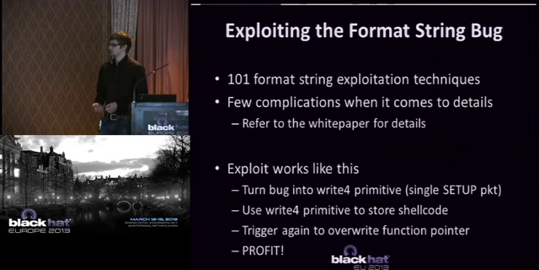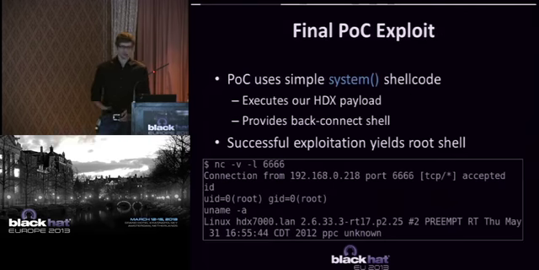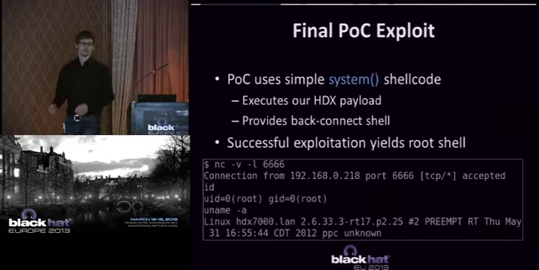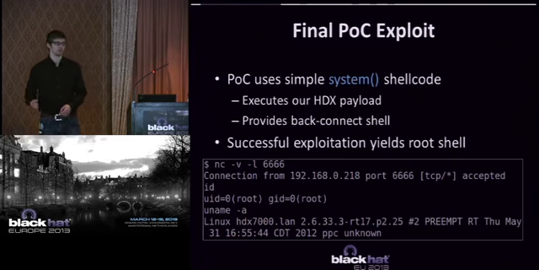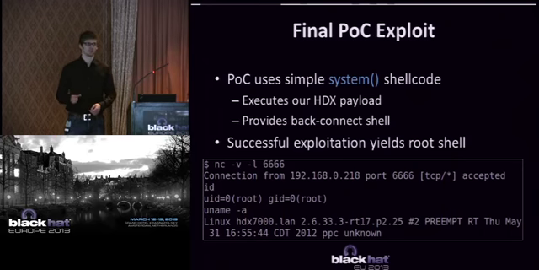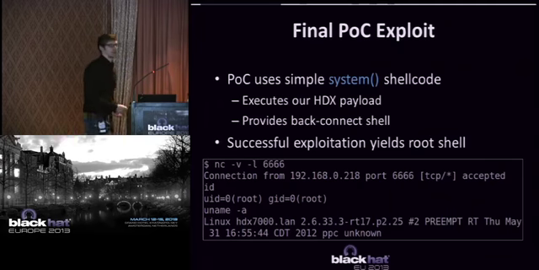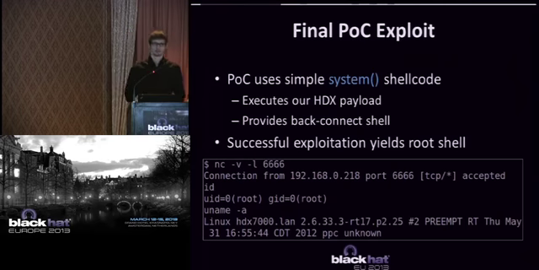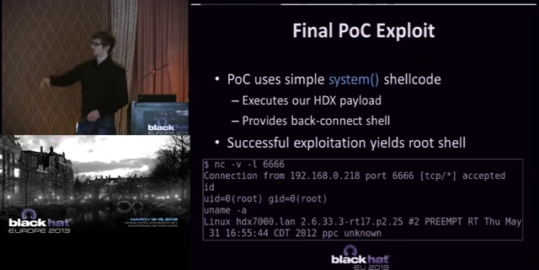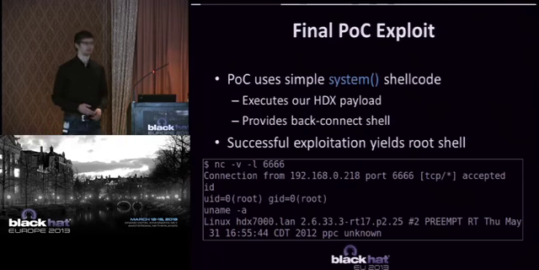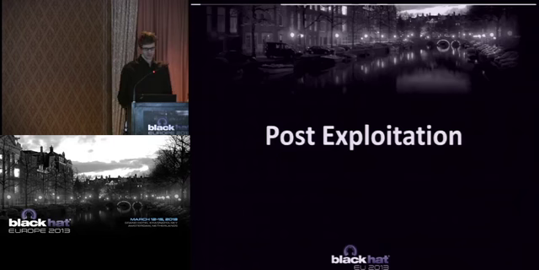And in order to exploit this one, we actually used a pretty simple system shellcode, where we write a shell command in memory and then execute this shell command. And that one just gives us a backconnect shell. And as I said, the AVC process, which we are exploiting here, is running as root, so we get a remote root shell on the device.